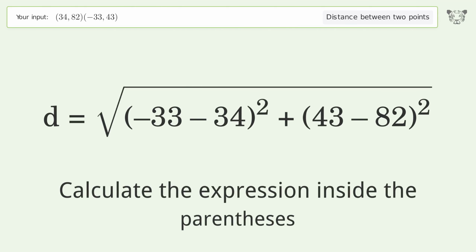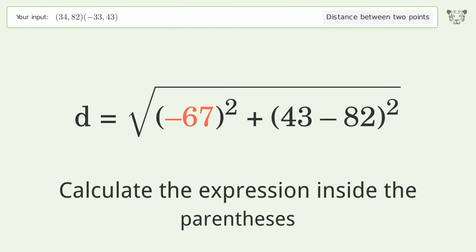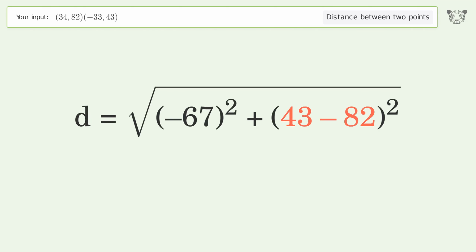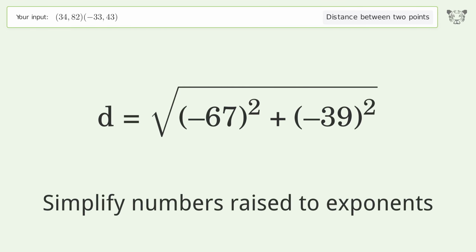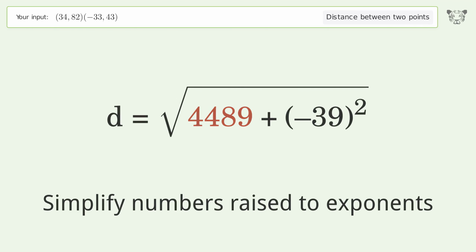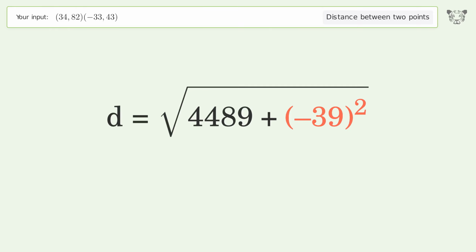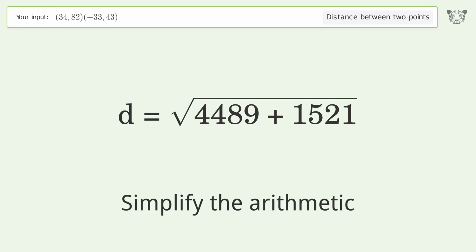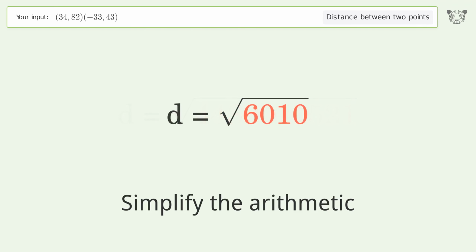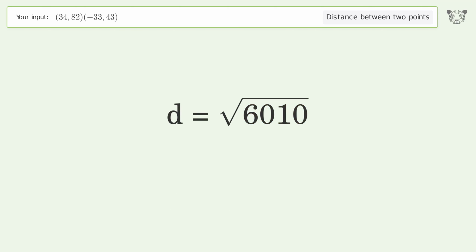Calculate the expression inside the parentheses. Simplify numbers raised to exponents. Simplify the arithmetic. And so the distance between the 2 points is the square root of 6010, or 77.524.